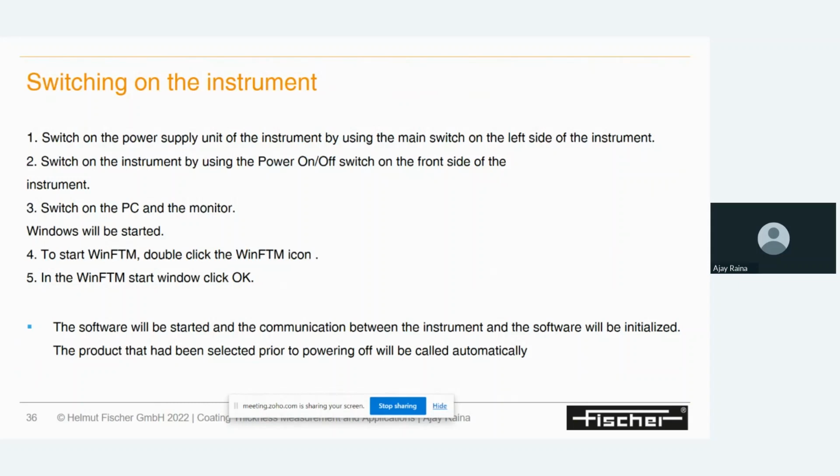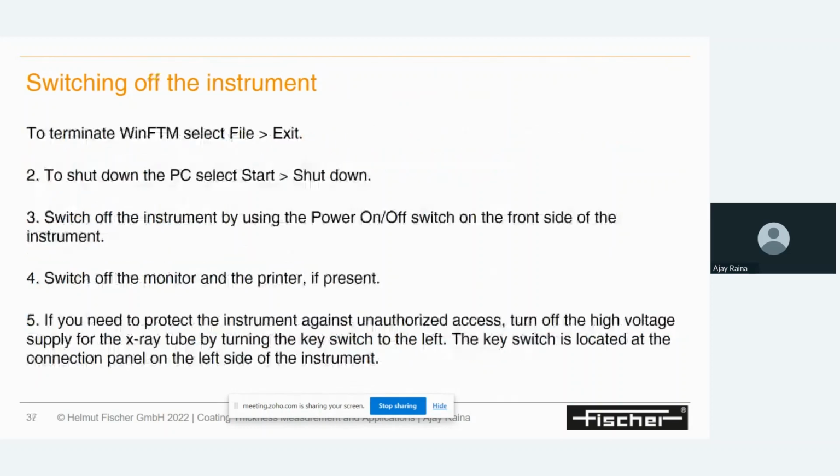Then the WinFTM software icon is there. You can double click on that, and the instrument gets initialized, and you can see the communication symbol showing that it is communicating with the instrument. In case we have to switch off the instrument, it's better to first close the software. Every time you have to shut down the instrument, it's always recommended not to switch off the instrument first. Close the software, then shut down the PC, and then you can switch off the instrument again from the right side with the power on off button.